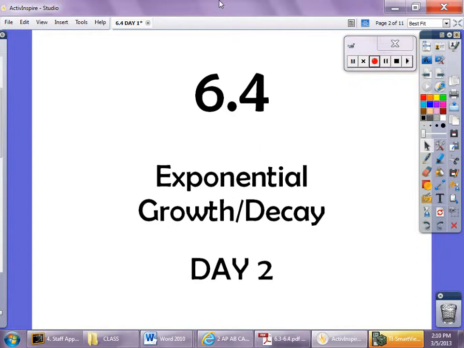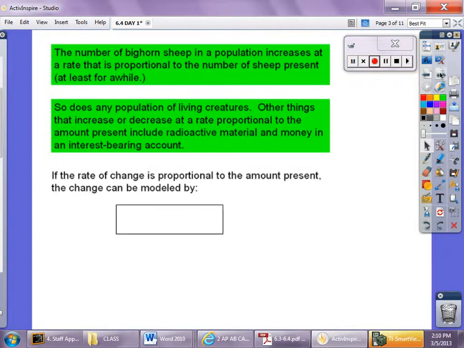I want to start off with the beginning, which just gives you some sentences. It says, the number of bighorn sheep in a population increases at a rate that is proportional to the number of sheep present. So, what that means is the amount that's there directly affects the rate at which the population increases.